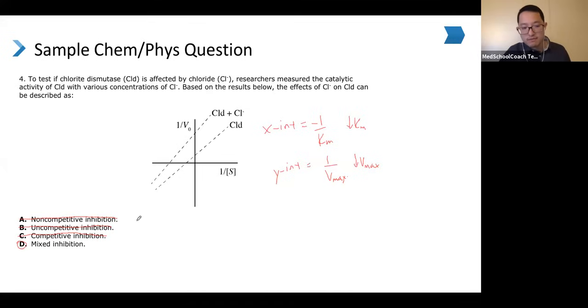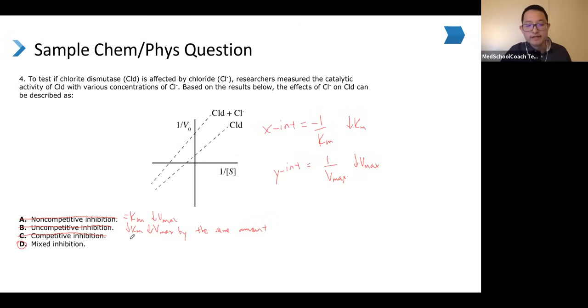And just to summarize the points I was trying to make here. When you're looking at non-competitive inhibition, Km does not change, Vmax decreases. In uncompetitive inhibition, Km decreases, Vmax decreases, but they decrease by the same amount.